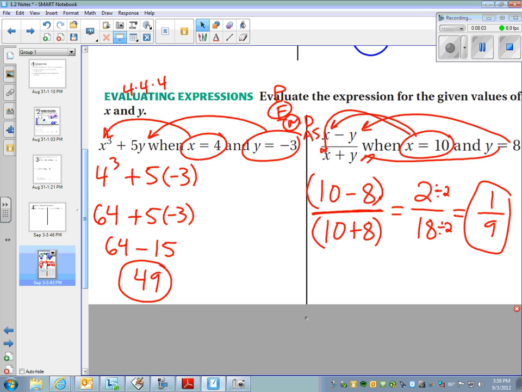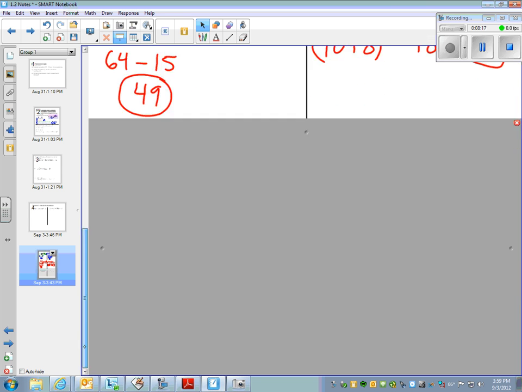Evaluating expressions. This will come in really handy when we start doing functions because we're going to be doing this all the time in functions. All the time. So we're just practicing with just an expression, and then we'll work our way up to functions later on in Chapter 2. Last type of problems.